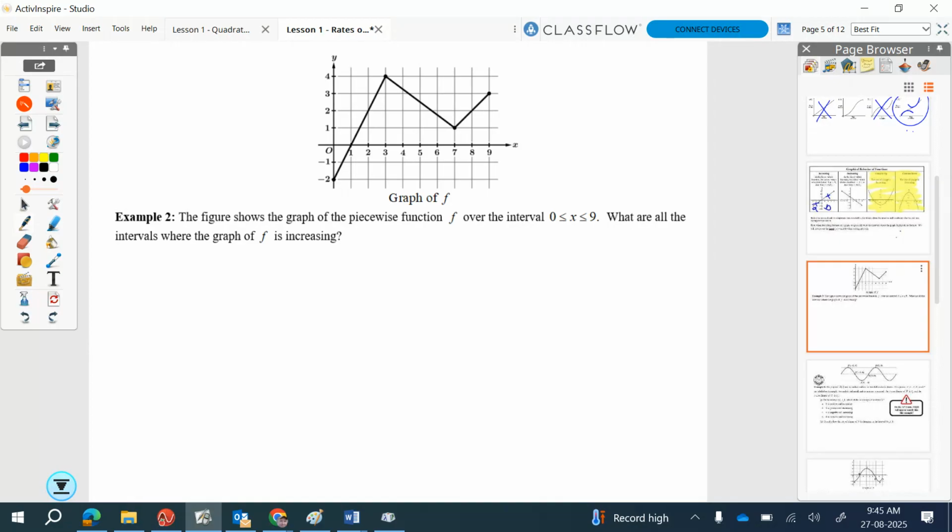Most of what we do will be new, but connecting to what we've just covered, what it means to be increasing and decreasing. So apply the knowledge that we've just looked at to this new situation.